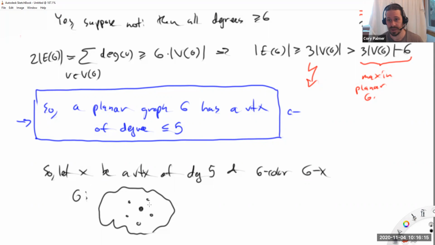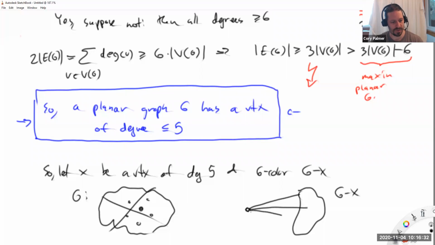G minus X is still planar, right? So it's not a counterexample because it has fewer vertices, so it has a 6-coloring. Give the 6-coloring of G minus X. So just forget this version here. We can use this one here, G minus X. Give the 6-coloring, and then look at the potentially 5 neighbors of X. Even in the worst case, they only see 5 of the 6 colors available to me on my palette. So there exists, I'll call it, a safe color for X.